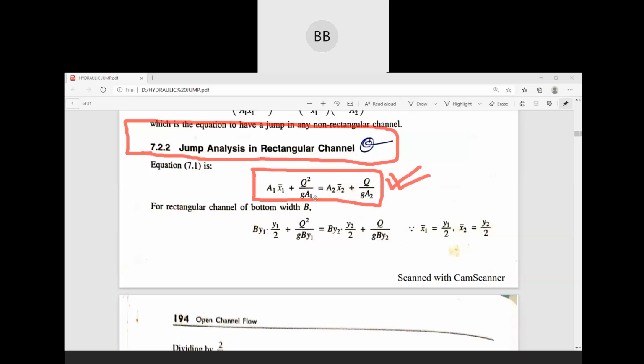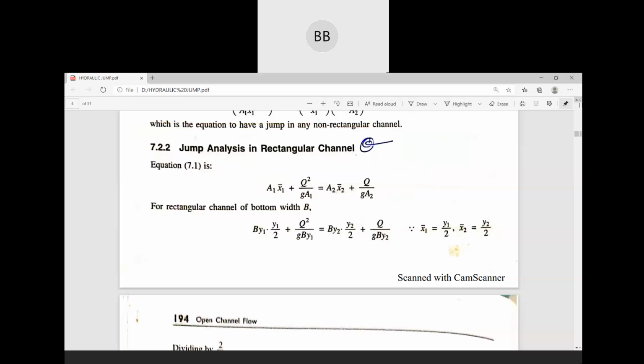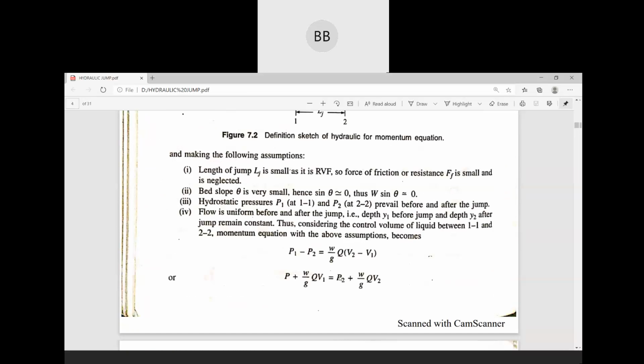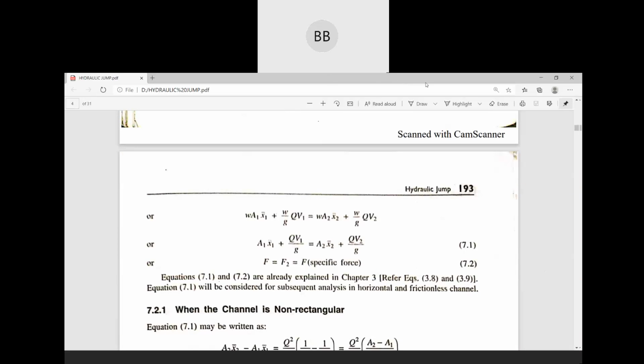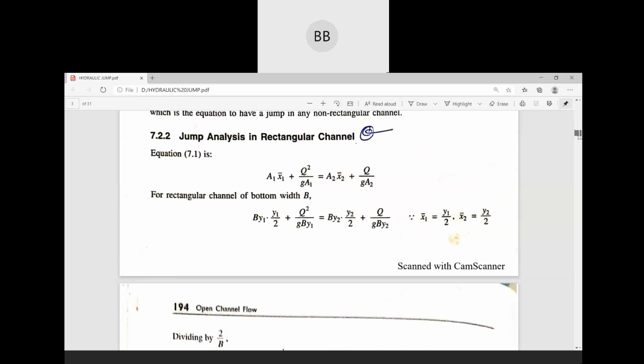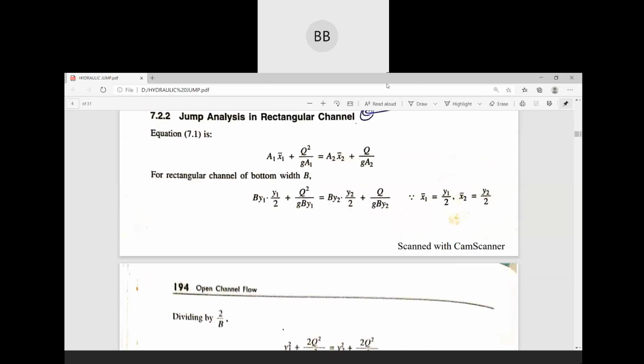A1 x1 bar plus Q square by g A1 is equal to A2 x2 bar plus Q square by g A2. If you want to see the derivation of this equation, it is already there. It comes from your momentum equation, and this is the expression. You can follow it, it's just five to six steps. I am going to share this PDF file with you, so you can go through the derivation again if you want. You just have to use the momentum equation, and from there you can easily find this expression. We are going to use that expression for jump analysis in a rectangular channel.